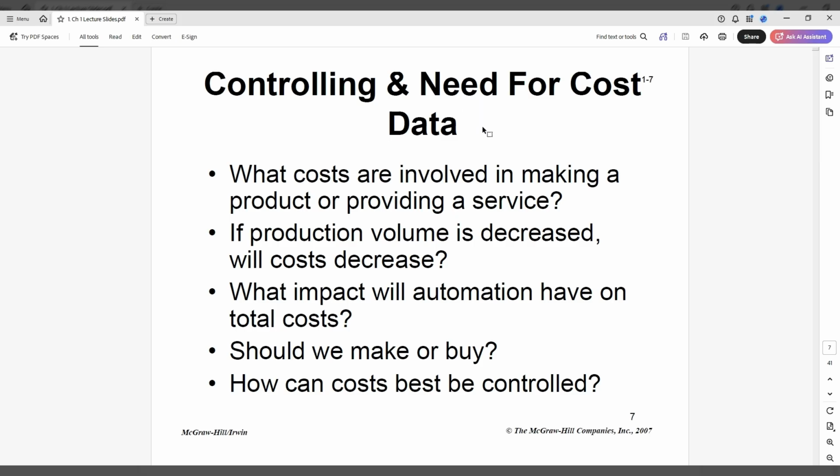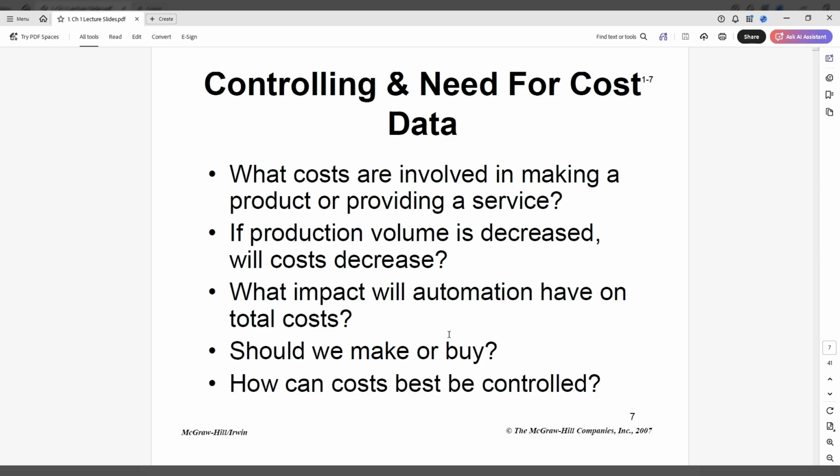So what kind of questions might arise as a cost accountant or a managerial accountant? You might be analyzing what costs are involved in making a product or providing a service. We have to analyze what are all the costs that we are going to actually aggregate to figure out what it costs to make a certain product. We're going to do some work to be able to answer the question, if production volume was to increase or decrease, which costs will increase or decrease. We could have the question of something like, what will automation do to our cost structure?